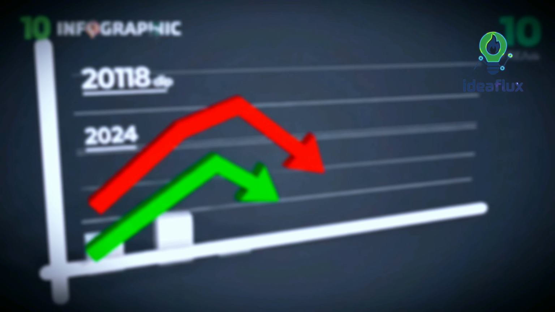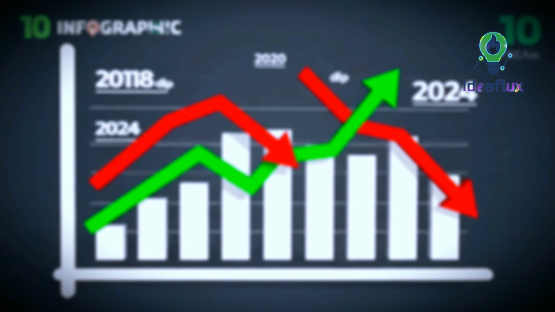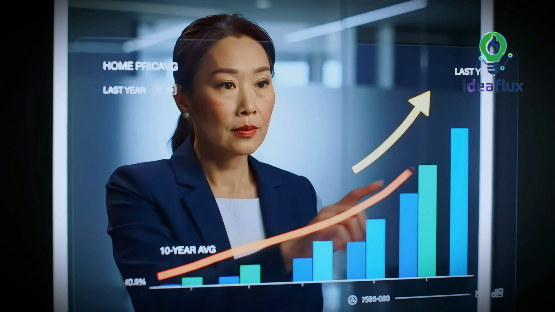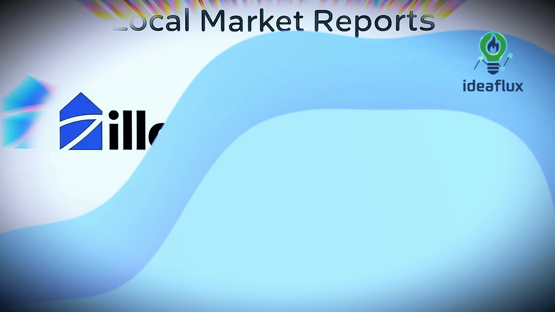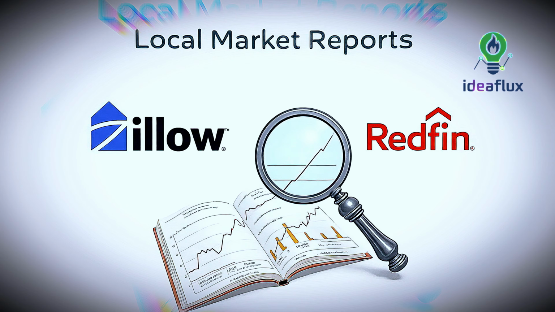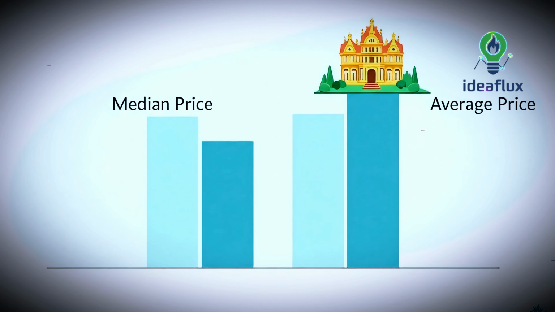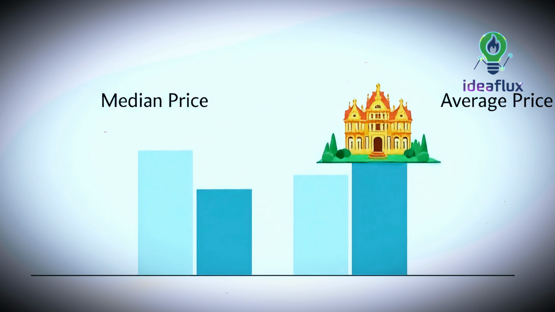Price trends. Look at historical prices. Check if home values have been climbing or falling. Compare current prices to last year or over the last decade. Are analysts predicting they'll keep rising or flatten out? Tools like Zillow, Redfin, and local market reports can show charts for this. Consider median versus average prices to avoid skew from expensive outliers.